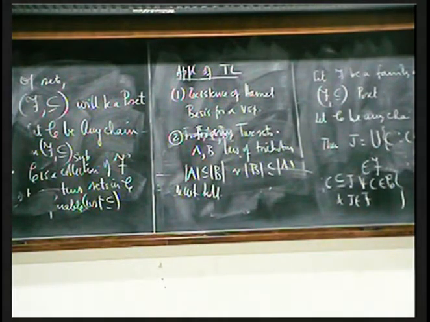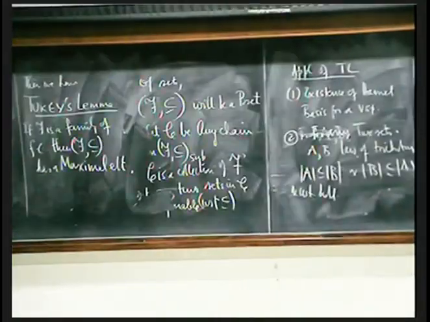The existence of a maximal chain. That is a chain in a poset which is not a proper subset of any other chain. It is maximal in the sense that you cannot put it in another chain. You cannot embed it in any other bigger chain. So that's called the Hausdorff maximal principle.